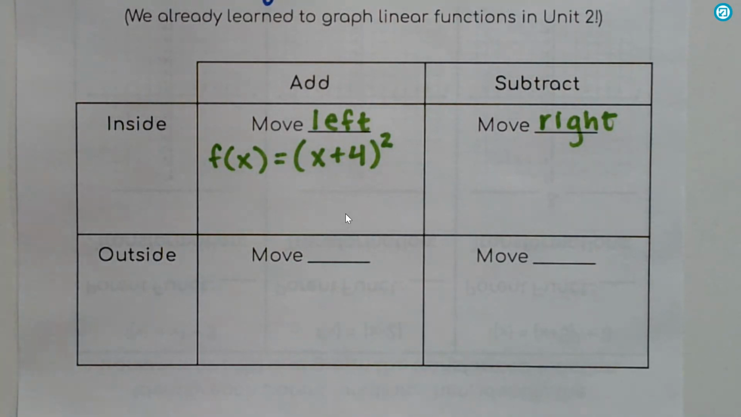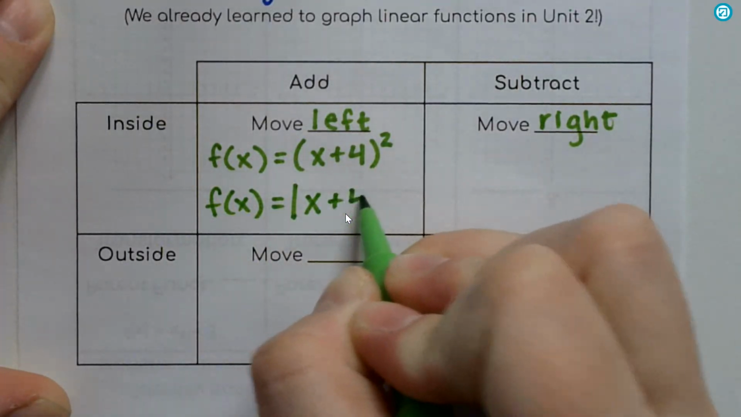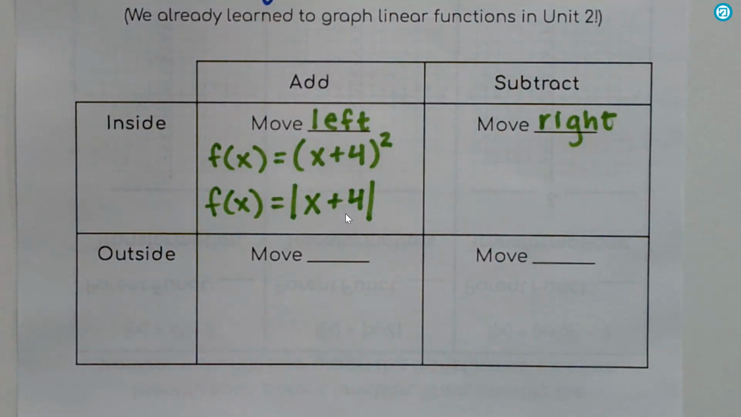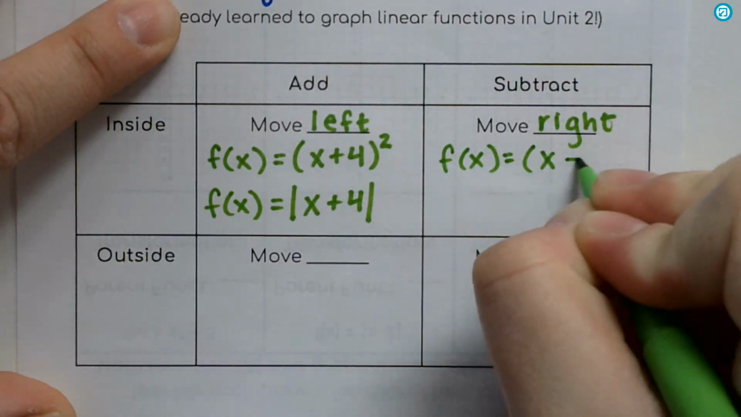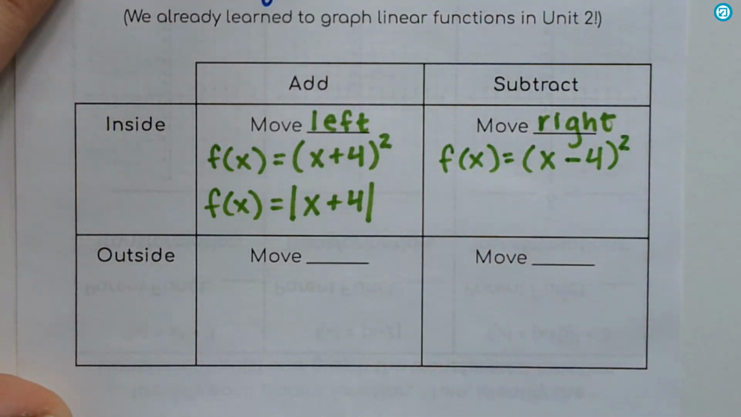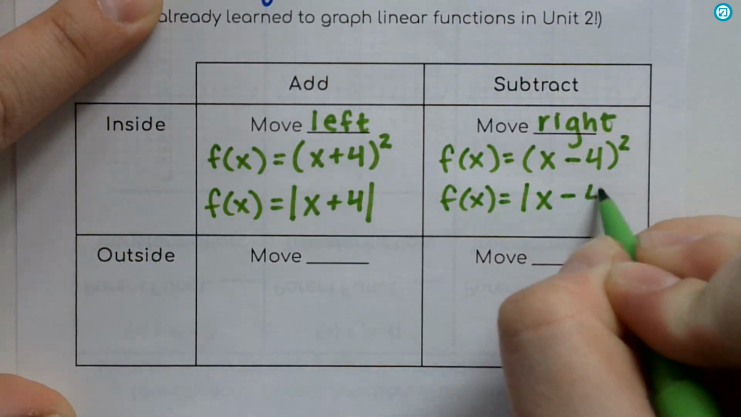To add inside an absolute value would look like this: f of x equals absolute value of x plus 4, then close your absolute value signs. So that's what it would look like to add inside. And then subtracting inside would look the exact same, but with subtraction. So f of x equals x minus 4 squared. And f of x equals absolute value of x minus 4.